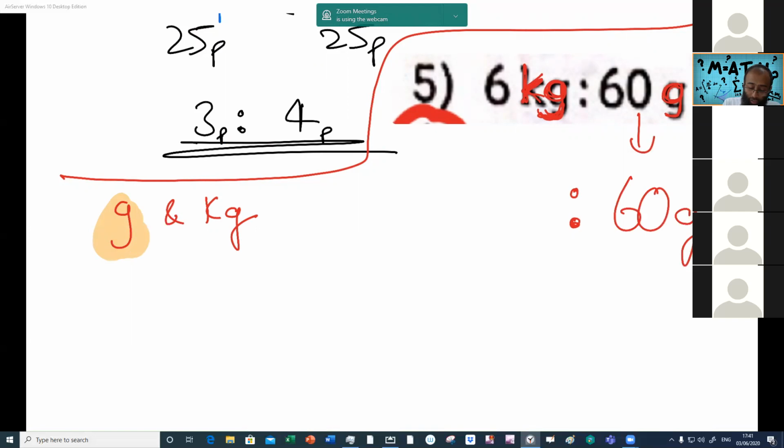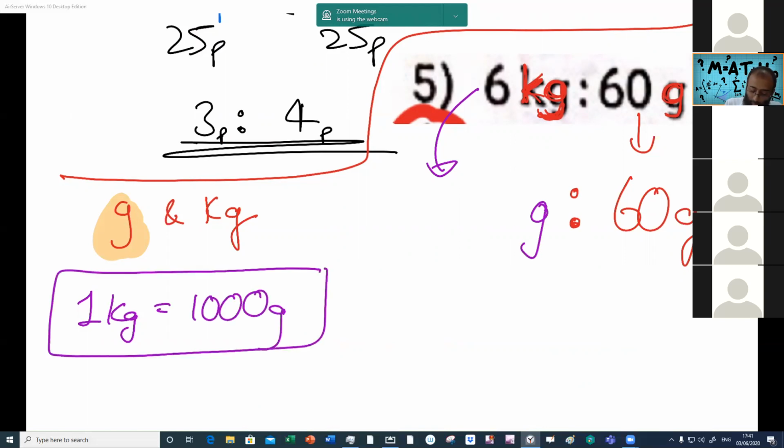Now, here comes the question. How do we change 6 kilograms into grams? What do we do there? You need to see how much 60 grams going to 60. No. I want you to change 6 kilograms into grams for me, please. What's the process for changing a kilogram into grams?